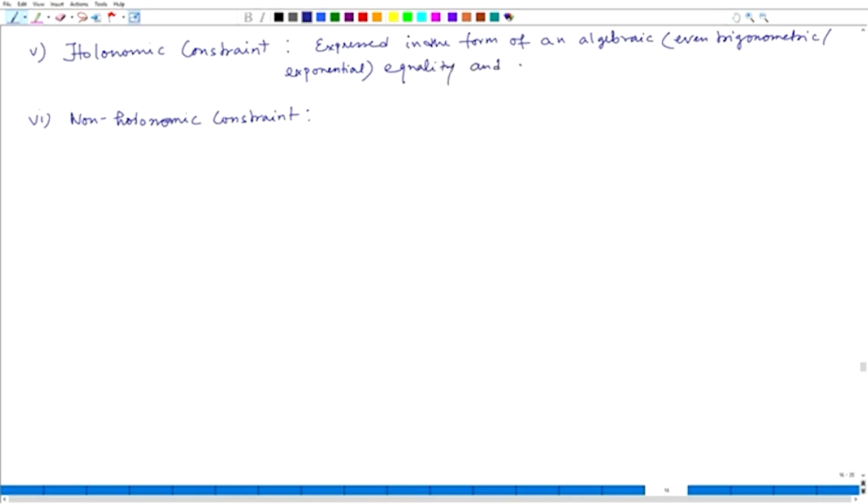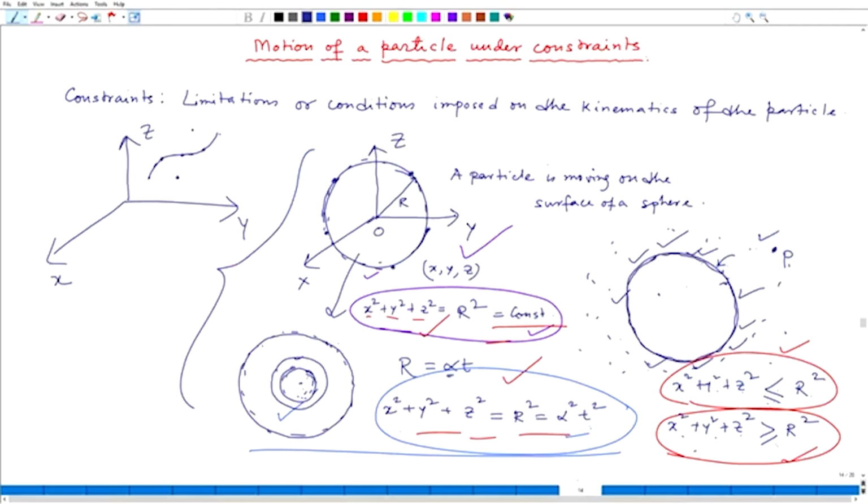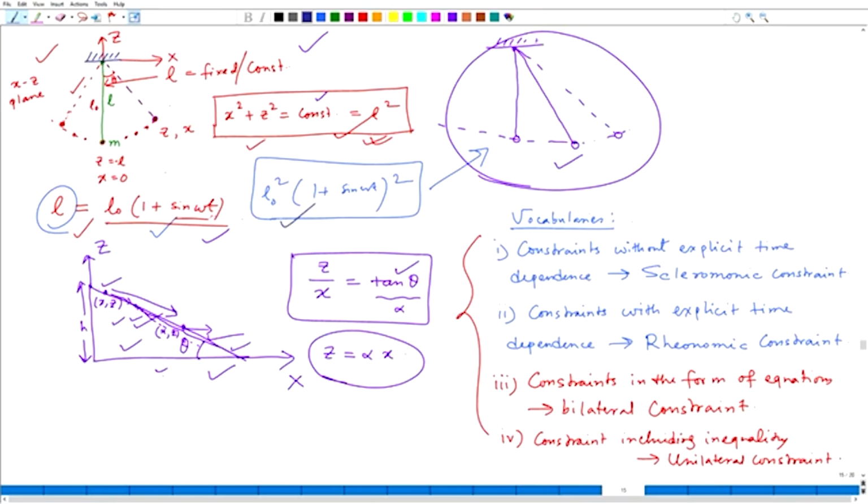and contains only coordinates, that means position coordinates, and time. Okay. So, of the examples which I discussed here, this one, all are holonomic constraints. Okay, all are holonomic constraints. Even the first one, this is also holonomic constraint where you have this one.